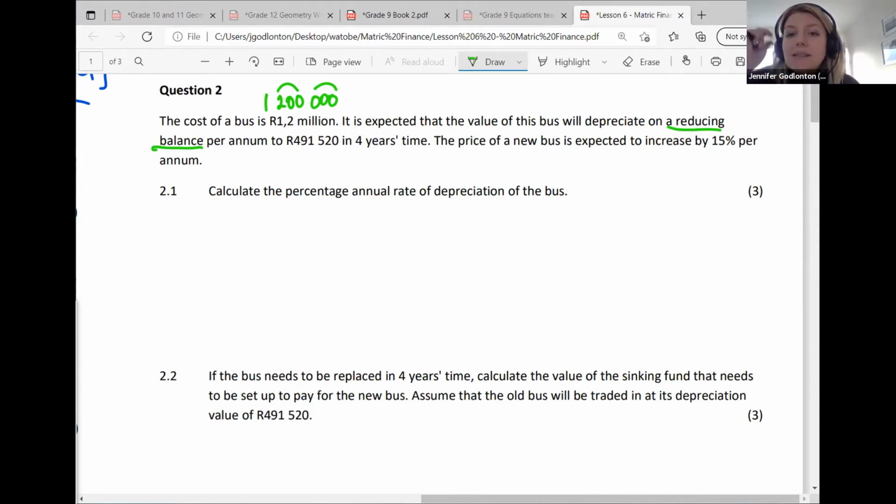The price of a new bus is expected to increase by 15% per annum. Now, when we're talking about increasing over years, that's talking about inflation. And so I want you to think, when that question comes, what formula that would mean. Okay. 2.1, calculate the percentage annual rate of depreciation of the bus. So we are looking for I. Go. Read through the question again, find your important details, and then find the I. And when you have an answer, chuck it in the comments.